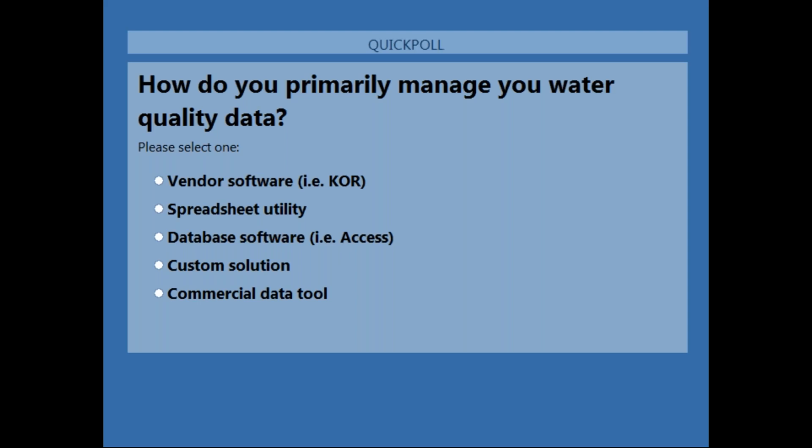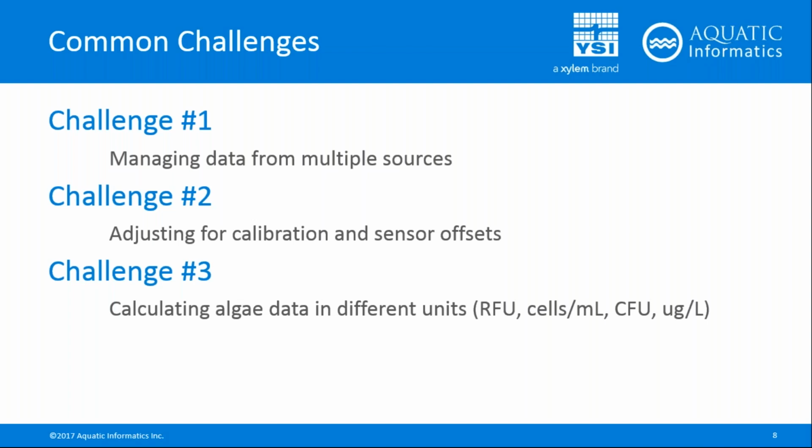Some of the early results are coming in. By far, it looks like spreadsheet utilities are the most common ways. And so we hope that by showing how Chuck did that incremental drift correction, you found some value in it. We'll give you a few more seconds to go ahead and input your data.